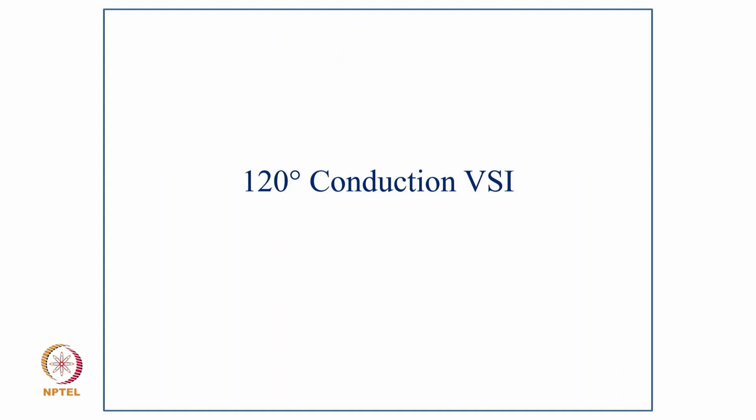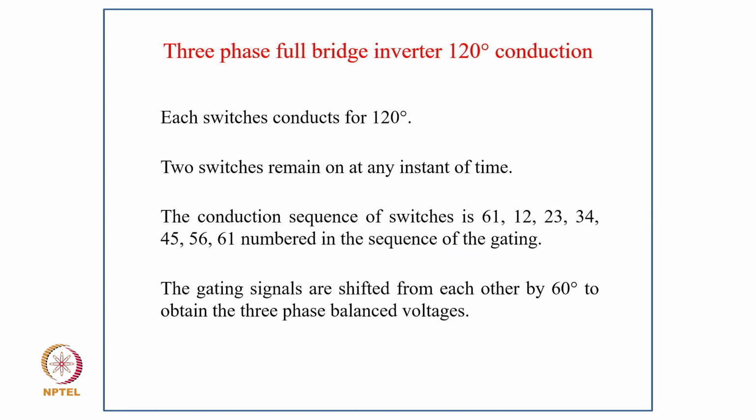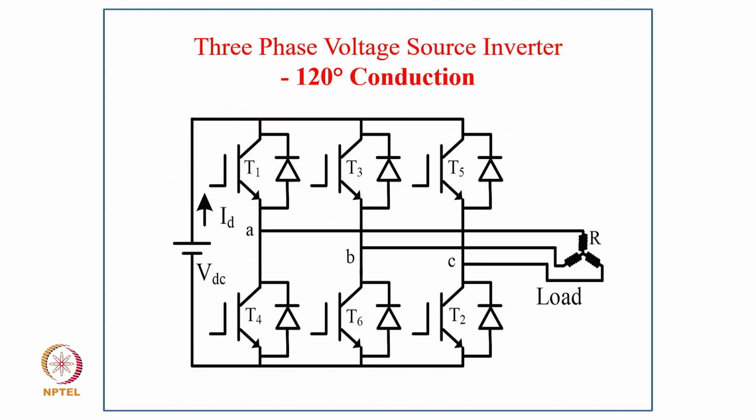So now coming to the 120 degree conduction mode of voltage source inverter, the three phase full bridge inverter for 120 degree conduction. Each switch conducts for 120 degrees and two switches remain on at any instant of time. The conduction sequence of switches is 6 1, 1 2, 2 3, 3 4, 4 5, 5 6, numbered in a sequence of gating, and the gating signals are shifted from each other by 60 degrees to obtain the three phase balanced voltage.